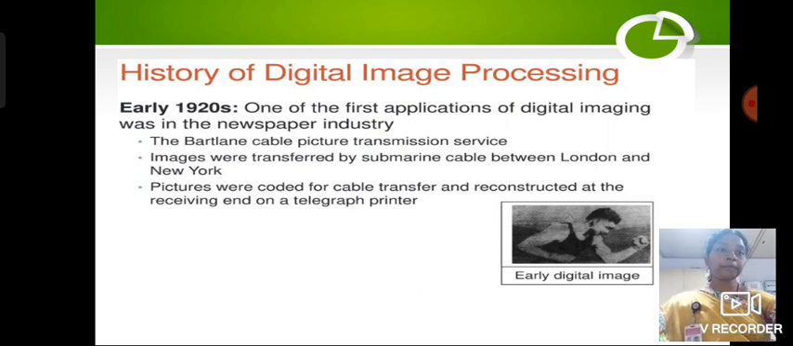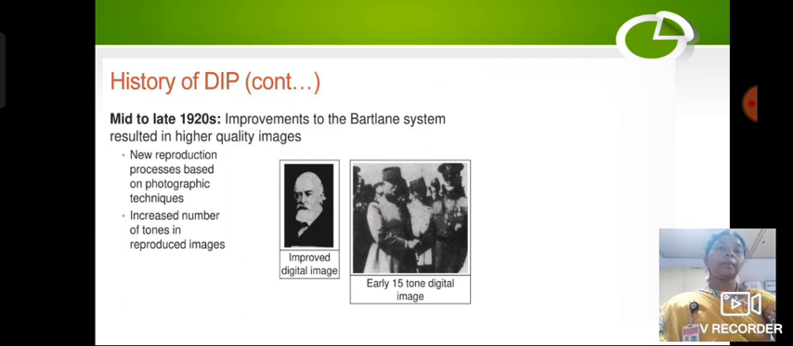Next, in the mid 1920s, there was an improvement to the Bartlane system, resulting in higher quality images. When you compare with the previous images, we now see more improvement in digital image processing. There was a new reproduction process based on photographic techniques, and it increased the number of tones in reproducing the images. To improve the quality of the image, they improved the tones. They used 15 different tones to improve these digital images.